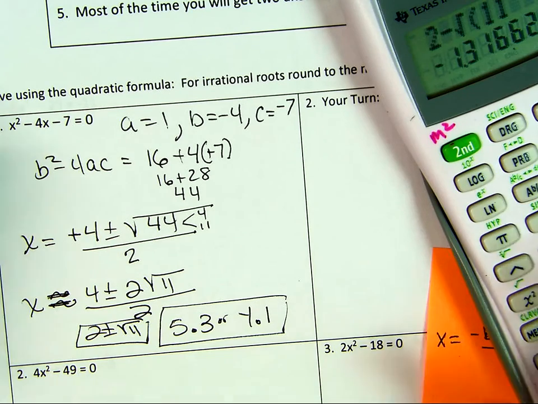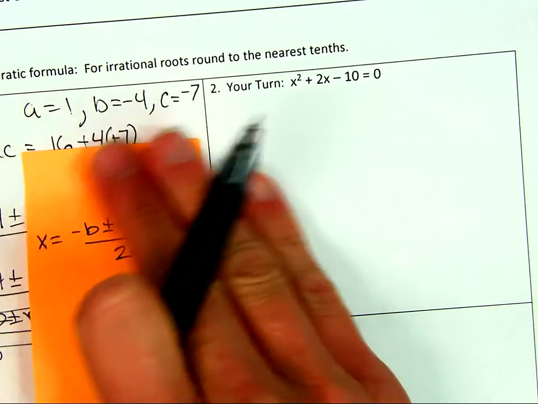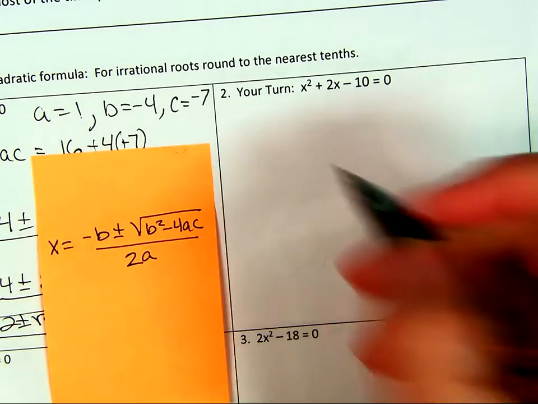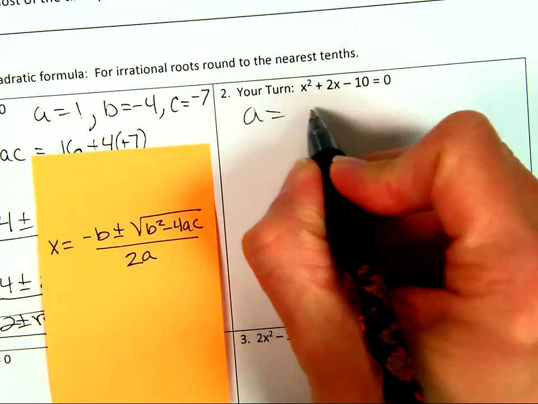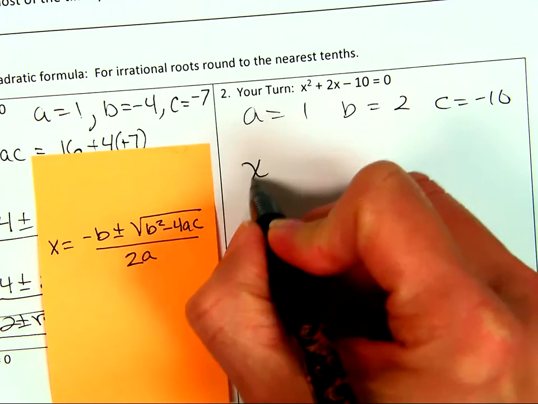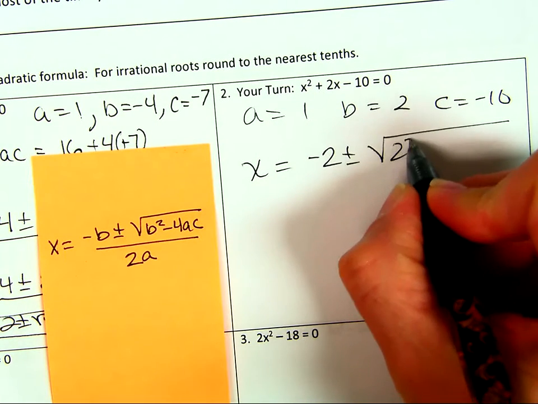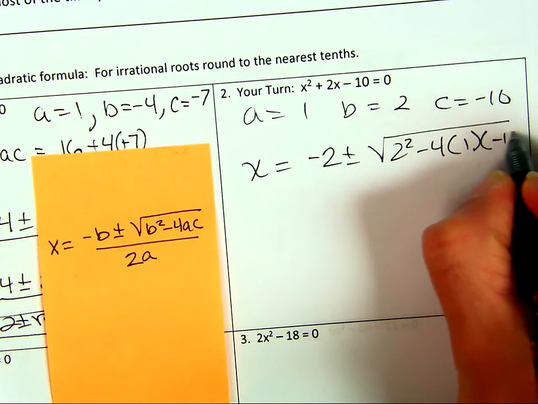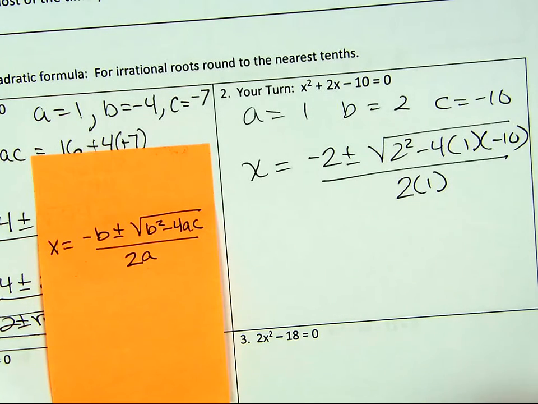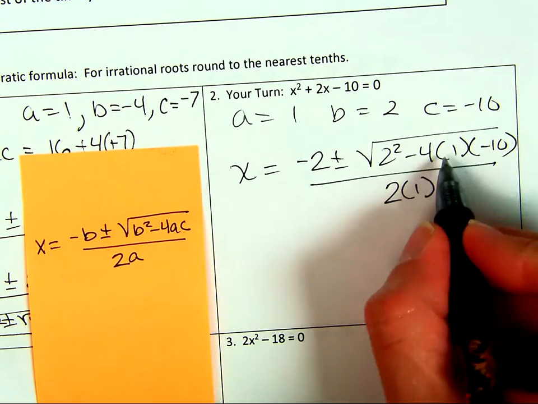So let's try another one. Okay, we'll put our little formula over here just in case you haven't memorized it yet. I'm not going to find the discriminant first now, I'm just going to go for it. I'm going to sing my song. A equals 1, B equals 2, C equals -10. So x equals -b plus or minus the square root of b squared minus 4ac all over 2a. I like to sing my song because that helps me remember it. I'm going to simplify all of this in here first. I'm going to find the discriminant first.